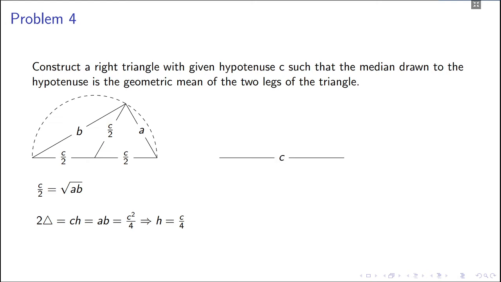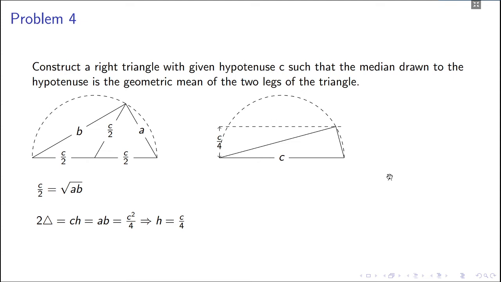So you draw a hypotenuse of length c, and after that, at a height c by 4, you draw another parallel line, and with this you make a semicircle, and you take any point of intersection and complete the triangle. Okay, so that's what you have to do.